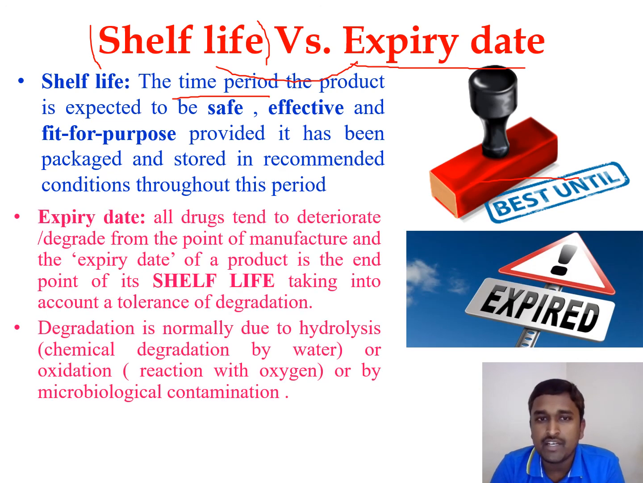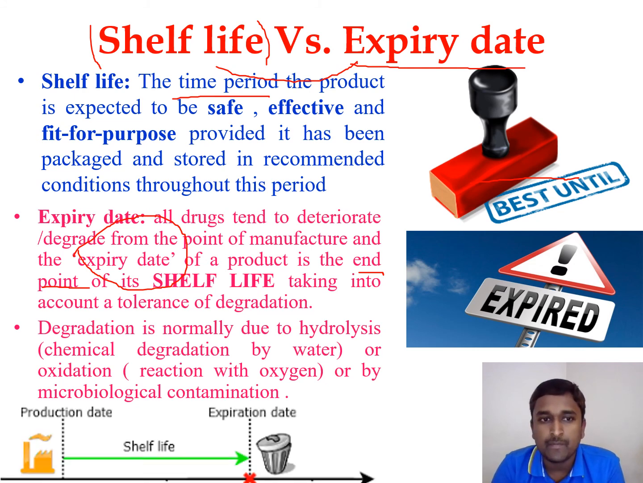Whereas in the case of expiry date, all drugs tend to deteriorate and degrade from the point of manufacture, and the expiry date of a product is the end point. That means it is a particular date, and shelf life is a time period. In order to understand better, you see this. Let us say today is the production date for a tablet, and after 2 years this is the expiration date, and the time period from the manufacture date to the expiry date is called shelf life.